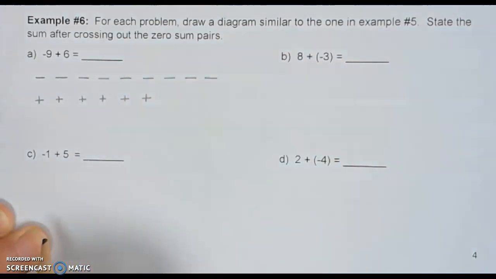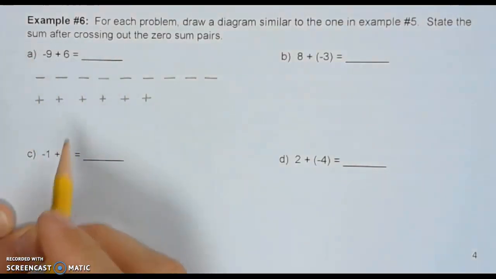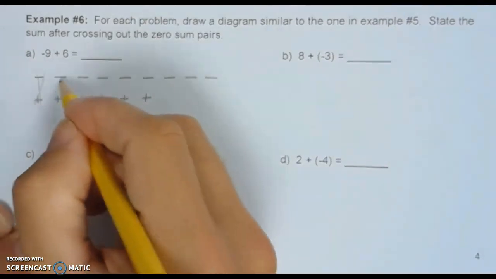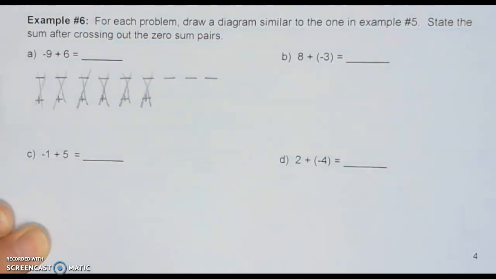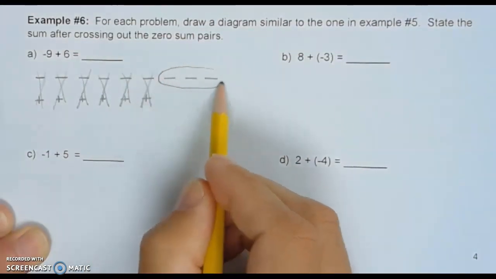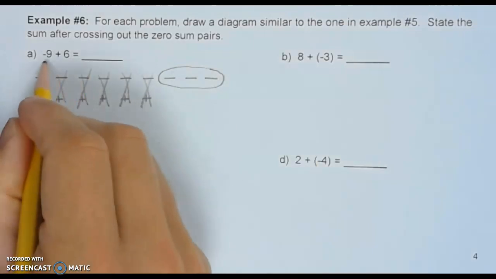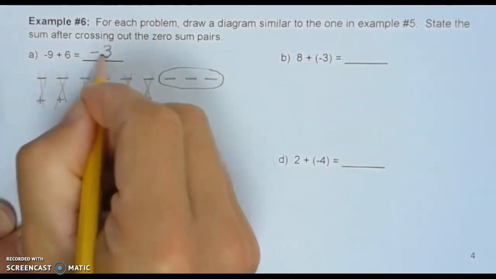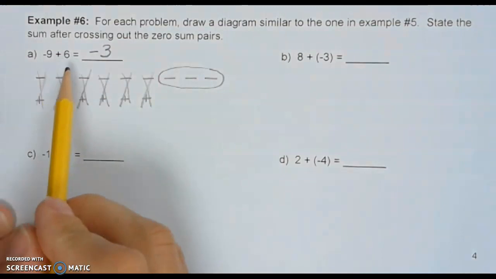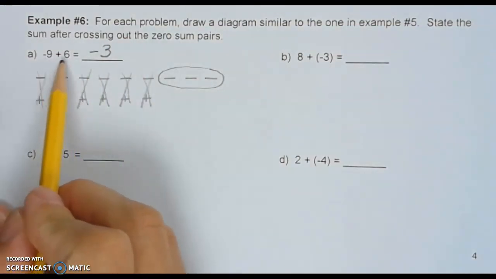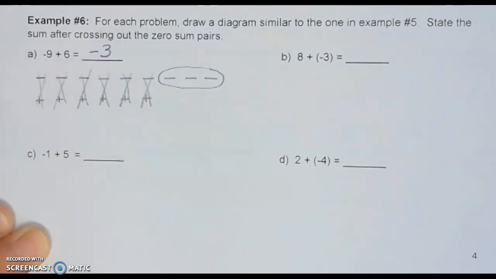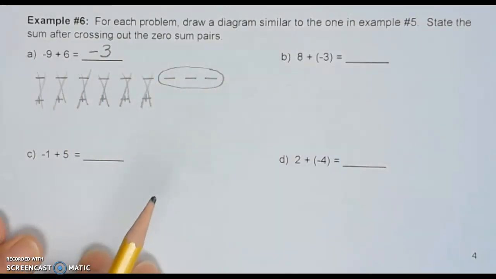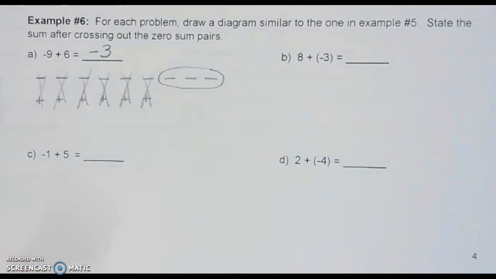Now if I cross out the zero-sum pairs, I'm going to get the answer to this addition problem. There's a zero sum, there's another, another. Cross out all of those zero-sum pairs. What's left over? We have 3 negatives left over, so -9 plus 6 is equal to -3. And again, this is related to a subtraction problem. When the signs are different, it's related to a subtraction. 9 minus 6 is equal to 3. There were 3 negatives left over, that's why we get -3. Go ahead and do the same thing for B, C, and D.